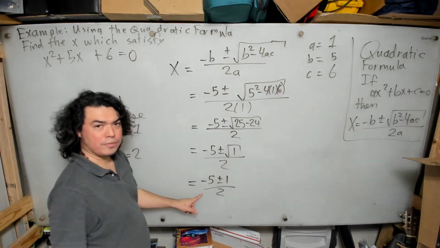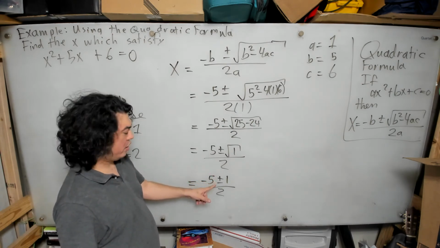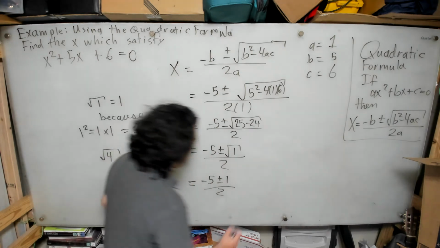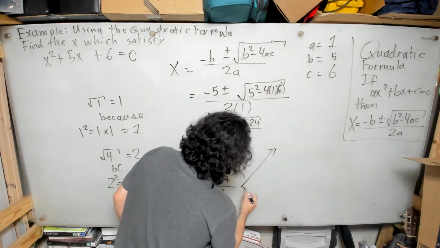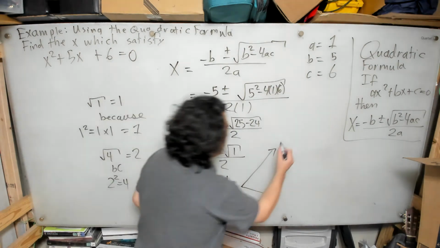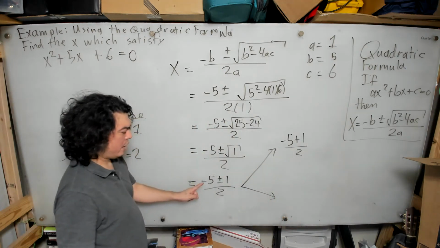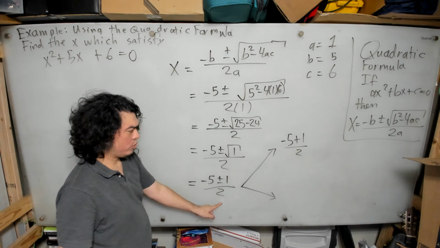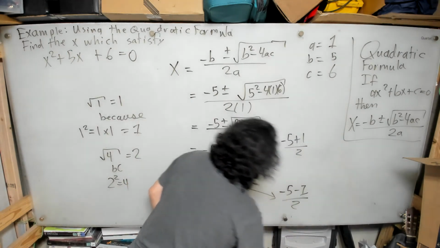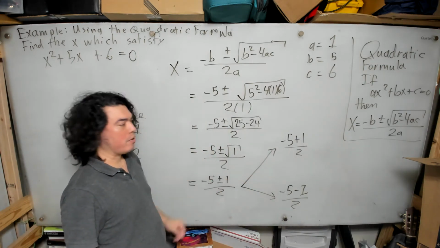So now we're in business. Once we're here, we can evaluate it both in the addition case and in the subtraction case, and that'll give us our two roots. Okay, so let's do that here. So negative 5 plus 1 over 2, or negative 5 minus 1 over 2. I believe that might be the ugliest one I've ever written. But we're not going to worry about that right now.